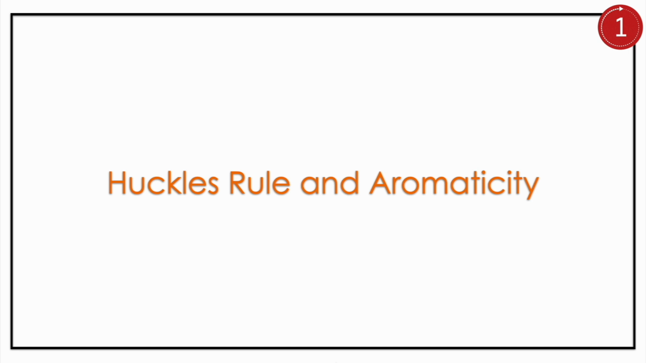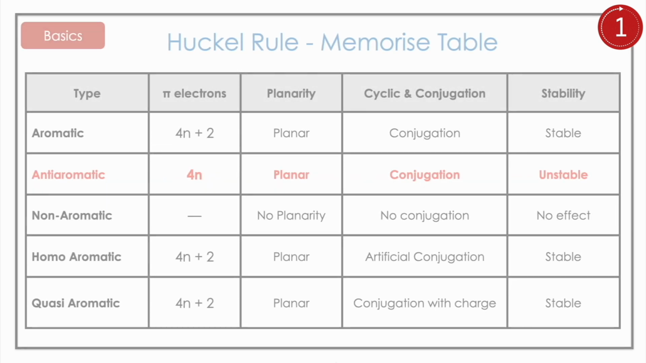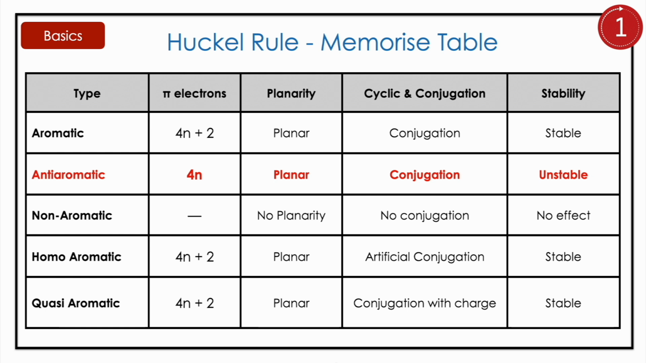Before getting into the detail, we should know the basics. The basics are Huckel's rule as well as aromaticity. What is Huckel rule? Huckel rule is all about pi electrons. You should count the pi electrons and you should know the planarity of the compound, then the cyclic nature and conjugation in the compound, and through that we will identify the stability.